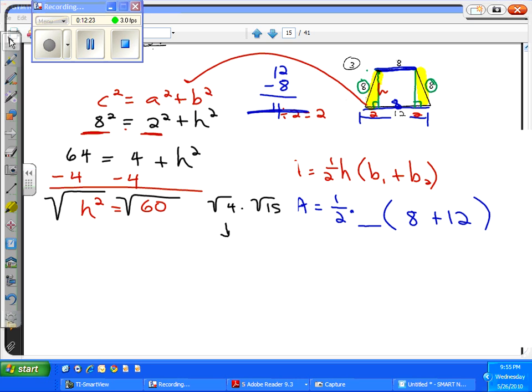So again, 60 is 4 times 15. Square root 4 is 2, so we would have 2 square root 15. That's the shortcut method, so the height is 2 square root 15. Now, if you didn't understand the shortcut or it wasn't going to happen in your mind, then you would have to do the prime factorization method.